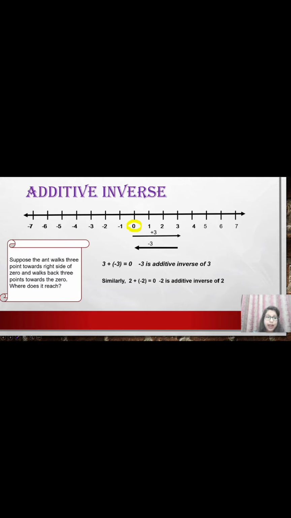Or we can say that the additive inverse of -7 will be 7. Additive inverse of -4 will be 4. In this way we can say that the additive inverse of -3 or -2 will be 3 and 2, that is the positive 3 and the positive 2.